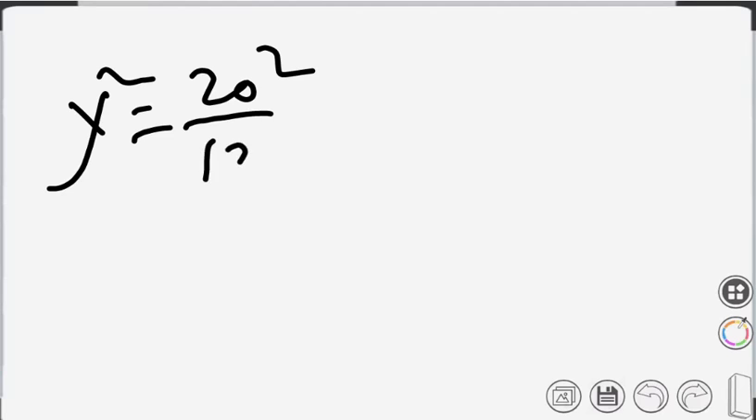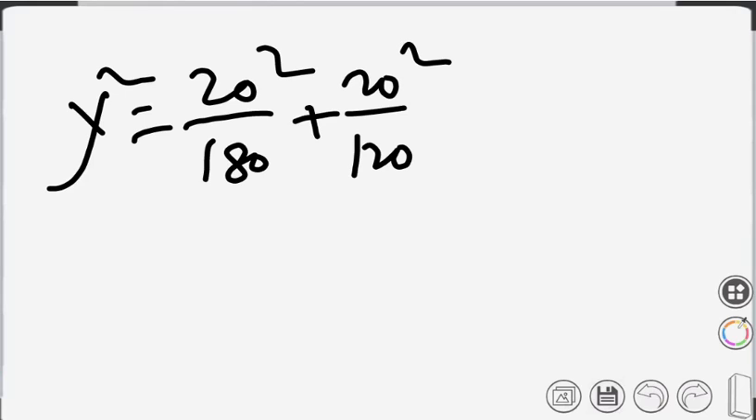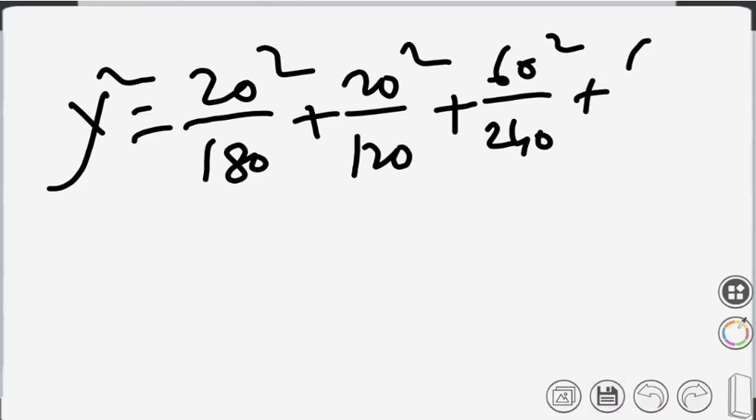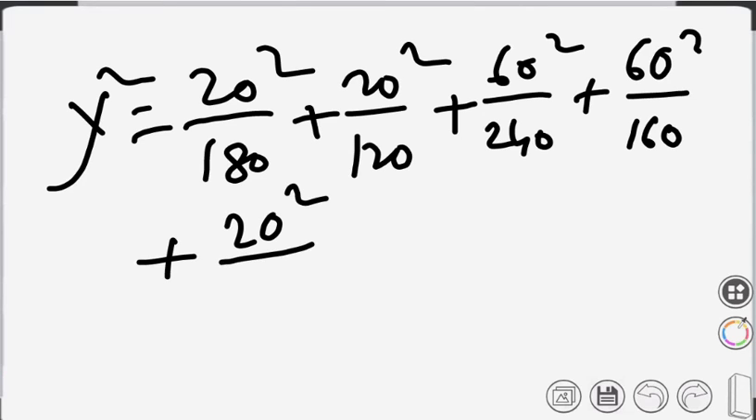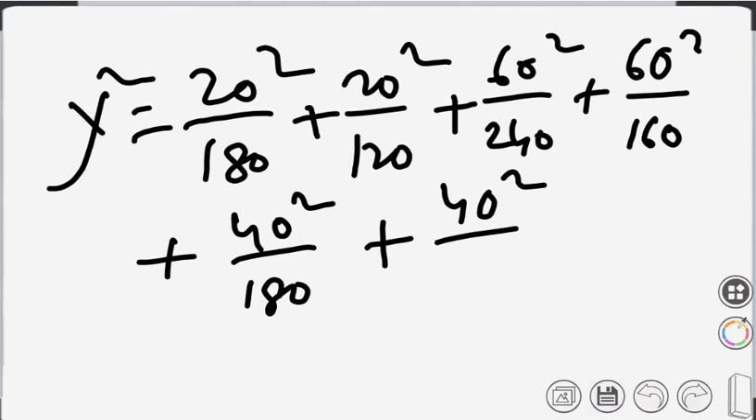So chi square will be 20 square by 180 plus 20 square by 120, then 60 square by 240, 60 square by 160, and the last ones are 40 square by 180 plus 40 square by 120.